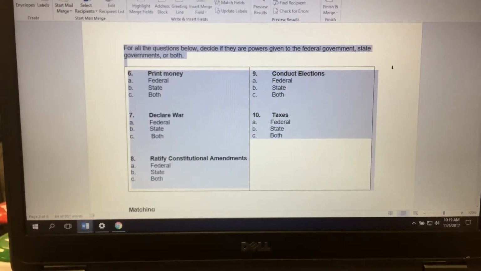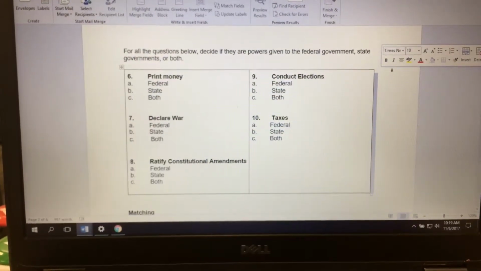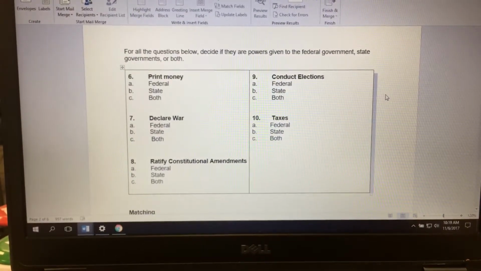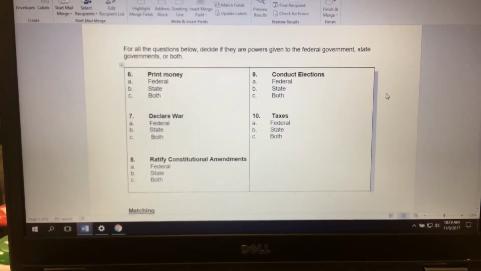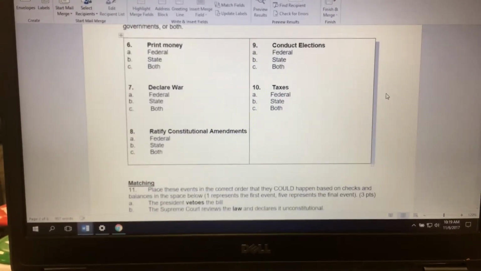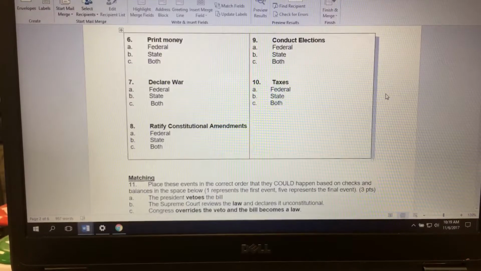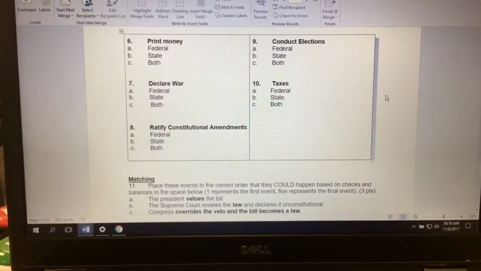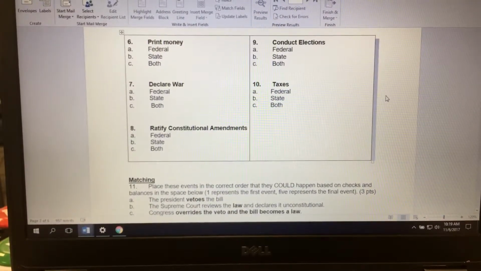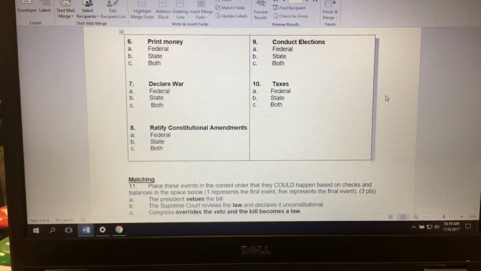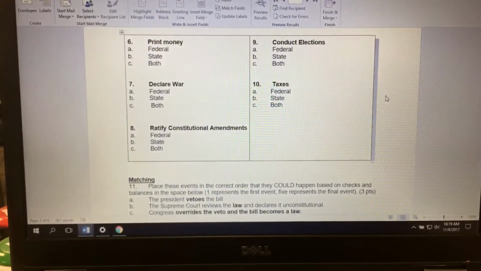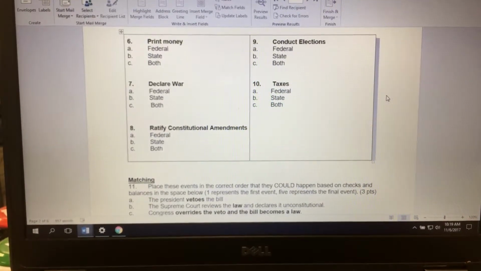For all the questions below, decide if they are powers given to the federal government, state governments, or both. Print money. Federal. State. Both. Declare war. A. Federal. B. State. C. Both. Ratify constitutional amendments.